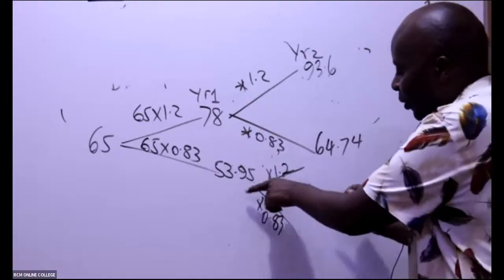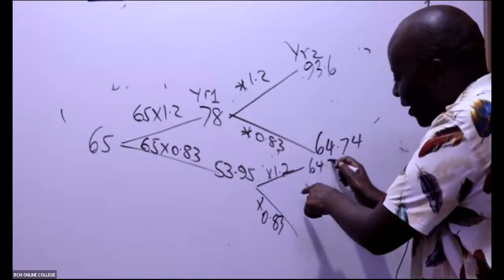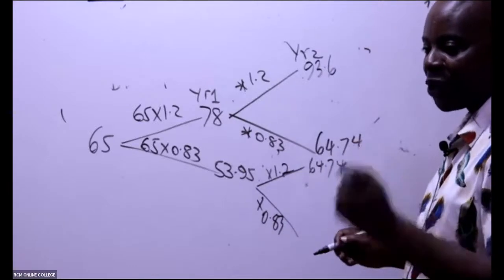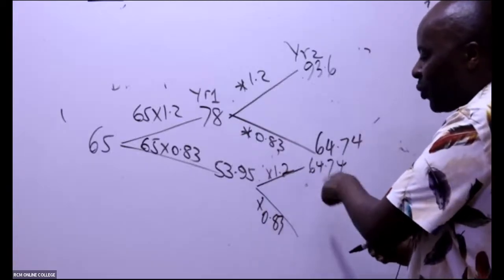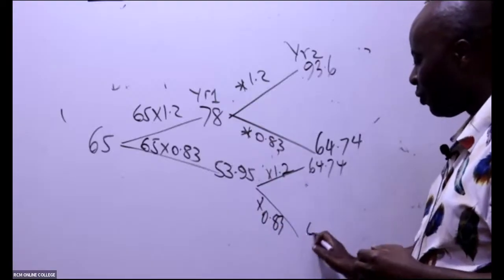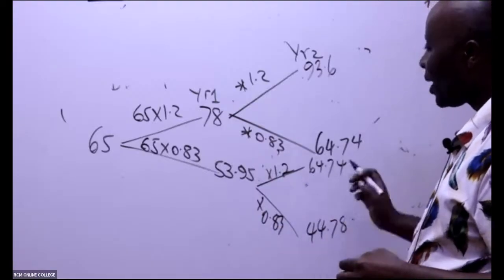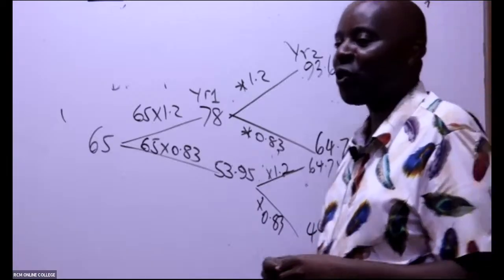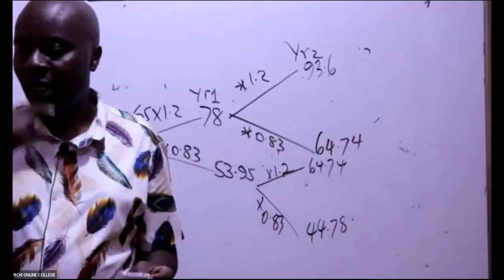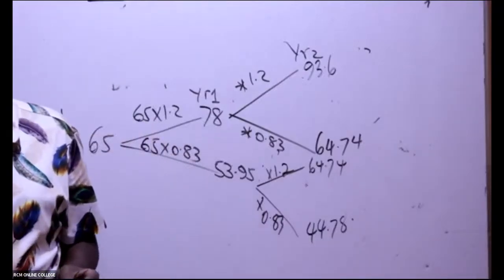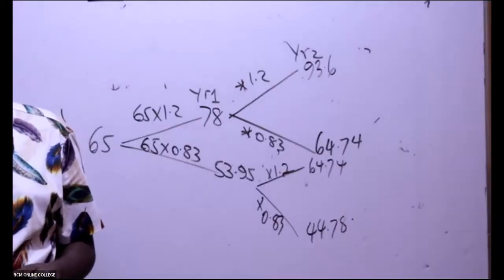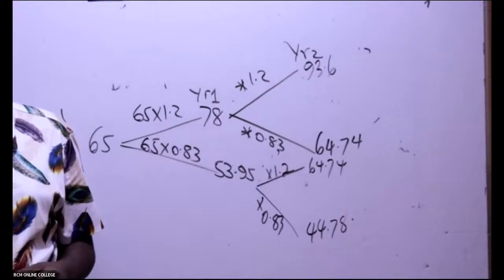So is there somebody who is able to see that this figure is agreeing? The middle figure must always agree. If it doesn't agree, you're not doing the right thing. You're doing it wrongly. So 53.95 times 1.2 gives me that. 53.95 times 0.83 will give me 44 point what here? So ladies and gentlemen, even if you stop doing this question at this juncture, you can't get a 0, because at least you have understood the concept of binomial theorem. Up to here, is there somebody who has been able to pick this concept very well?